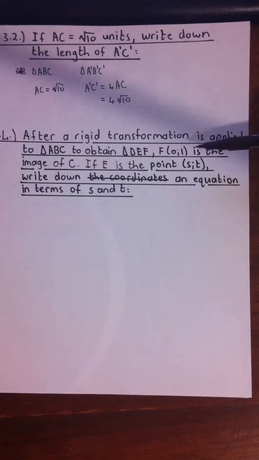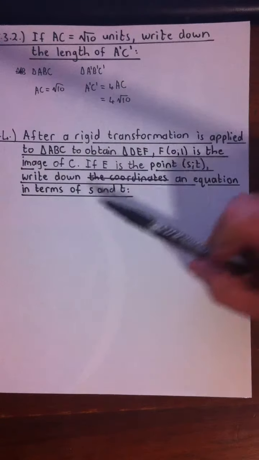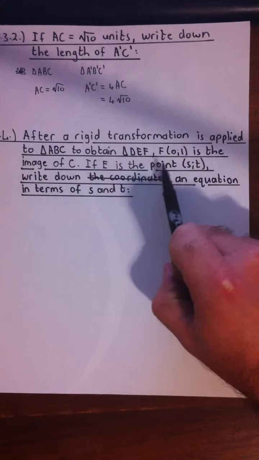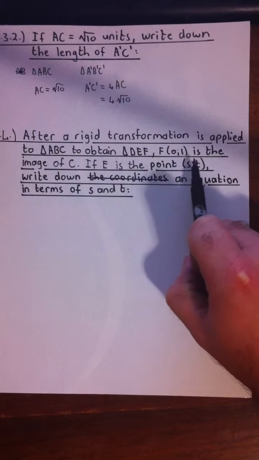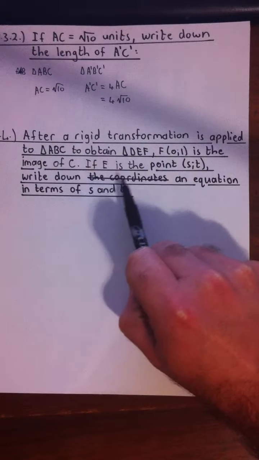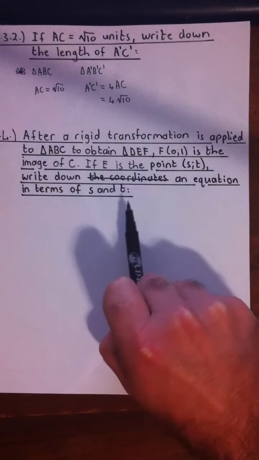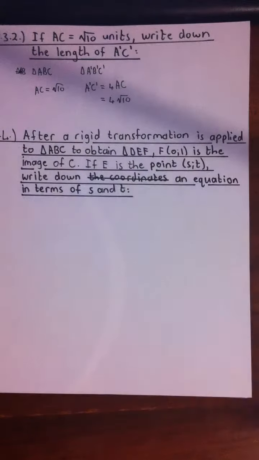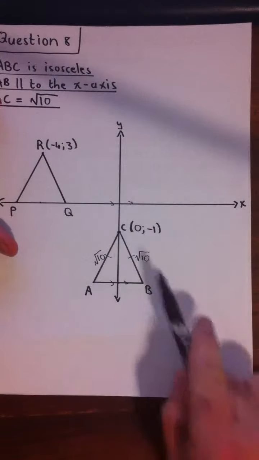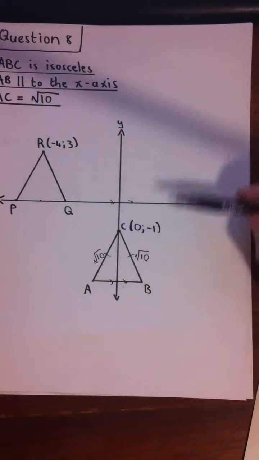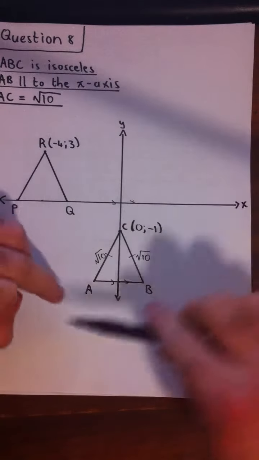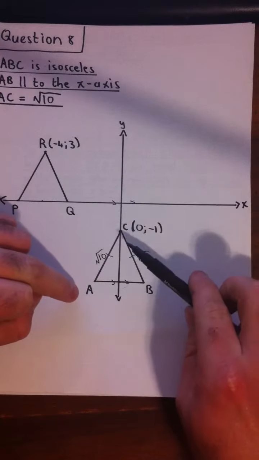After a rigid transformation, again rigid, no altering of the shape or size, either reflection, rotation, or translation. A rigid transformation is applied to triangle ABC to obtain triangle DEF. F, which is 0 and 1, is the image of C. If E is the point S and T, write down an equation in terms of S and T. Okay, let's just compare the original to the new triangle here. Original triangle ABC and the new triangle DEF is not shown on here, but we can imagine what it is. So ABC would mean DEF in that order.